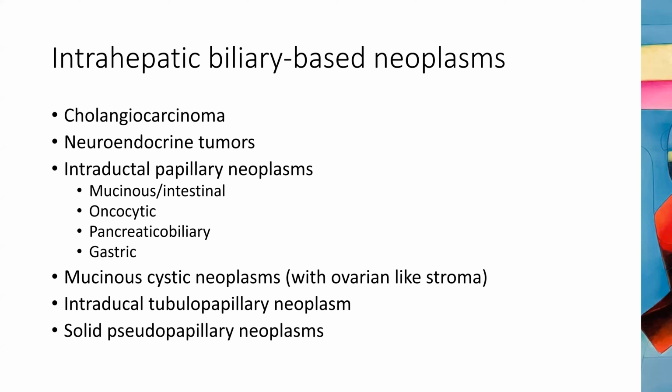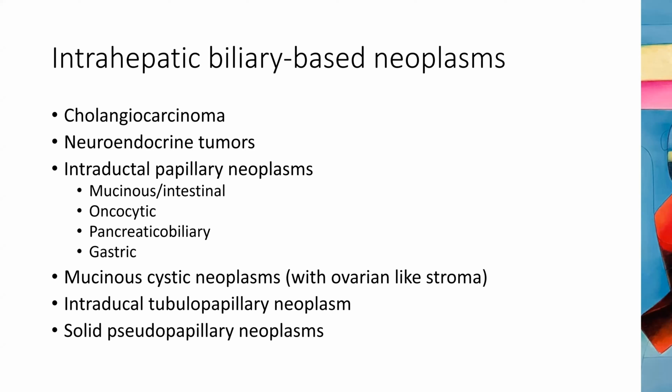So based on that histologic appearance and looking here at our list of intrahepatic or biliary-based neoplasms, we're probably not looking at cholangiocarcinoma. So, hey, we still need pathology. We can't rely totally on the radiologist to call it. But in fact, we are probably dealing with an intraductal papillary neoplasm. And most likely here, we're looking at the pancreatico-biliary type of lesion.